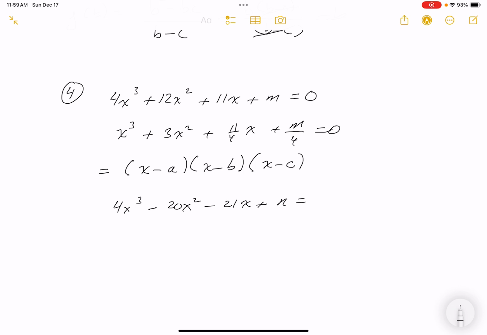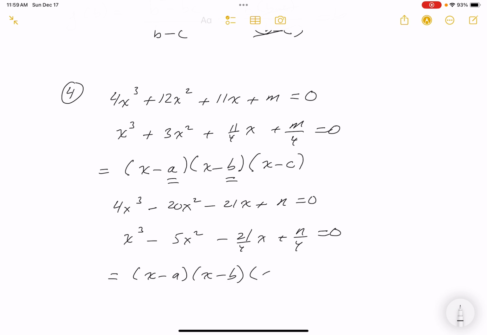Plus n equals 0. Well, what I'm going to do is divide by 4 again. It makes it easier for me to write that factorization down. So x cubed minus 5x squared, again, it's nasty, minus 21 quarters of an x plus n divided by 4 is equal to 0. And by the way, I notice one shares 2 roots with the other one. So I'm going to say it's the a and the b that they share. So I'm going to say x minus a, x minus b. They have that in common. But it's not going to be x minus c. It's going to be some other letter. I'm going to say letter d now.